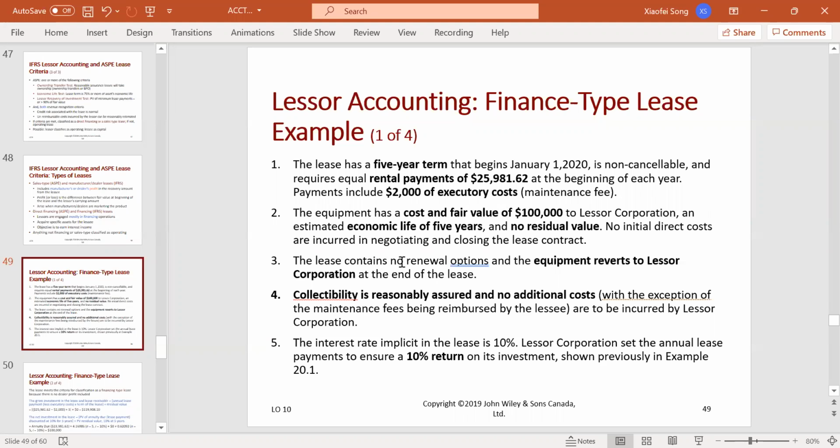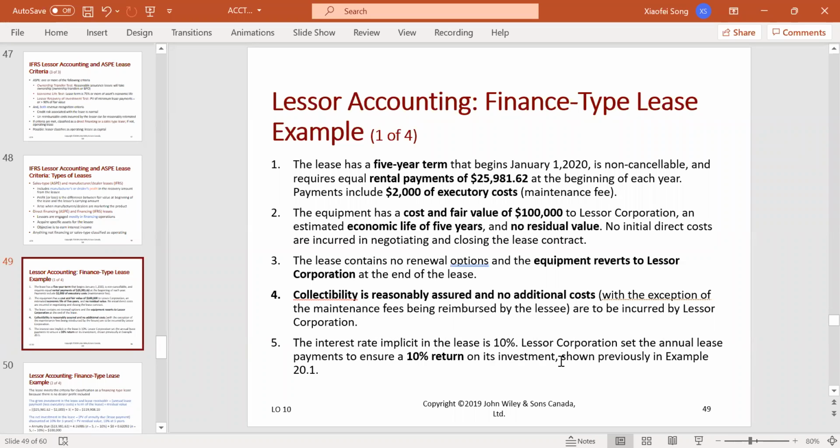The lease contains no renewal options and the equipment reverts to the lessor at the end of the lease. Collectability is reasonably assured and there are no additional costs. These are the ASPE revenue recognition criteria, so basically we cover all the bases. No additional costs are to be incurred by the lessor. The interest rate implicit in the lease is 10%. The lessor corporation sets the annual lease payment to ensure a 10% return on its investment.